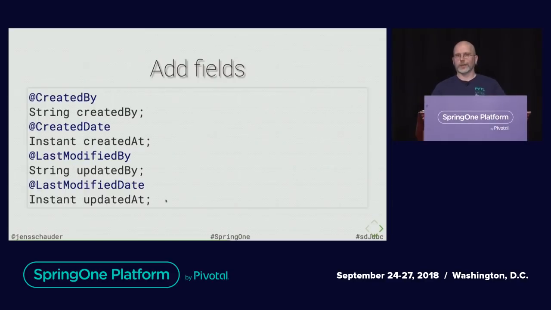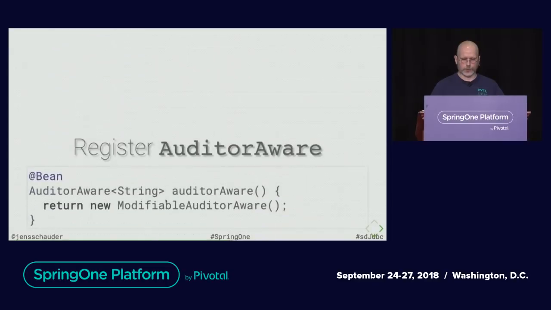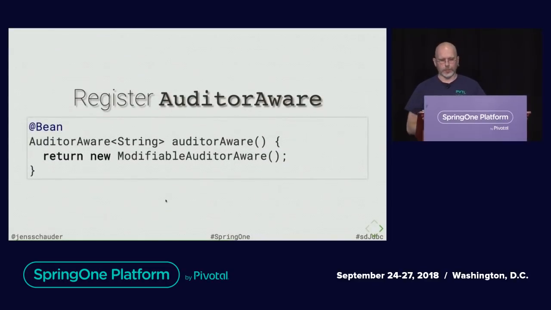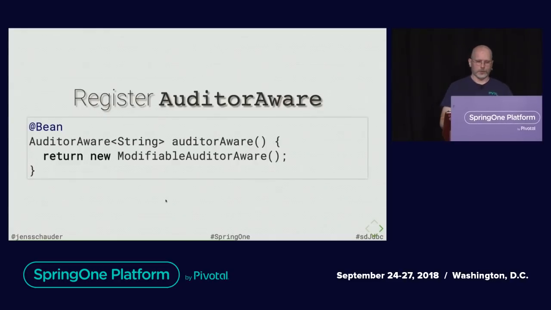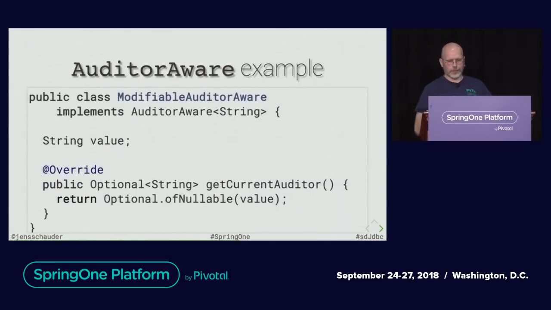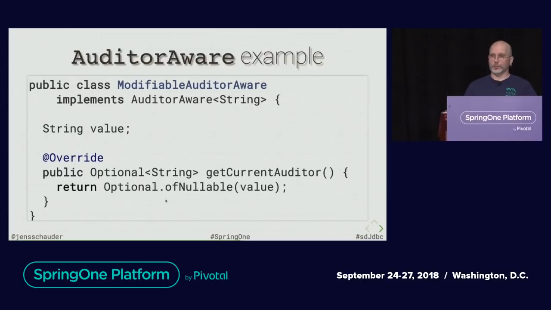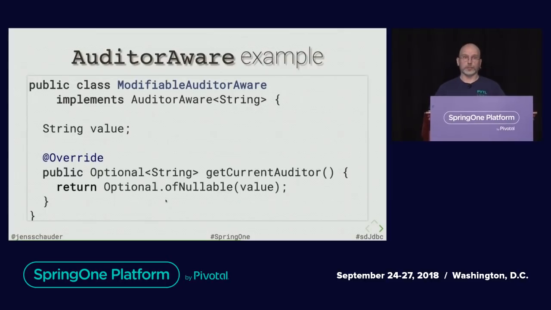Obviously, for who created an entity or an aggregate, we need a source for that information, which would be a bean of type AuditorAware. A trivial implementation could look like this, but you probably get something from Spring Security or something, which gives you the currently registered user.